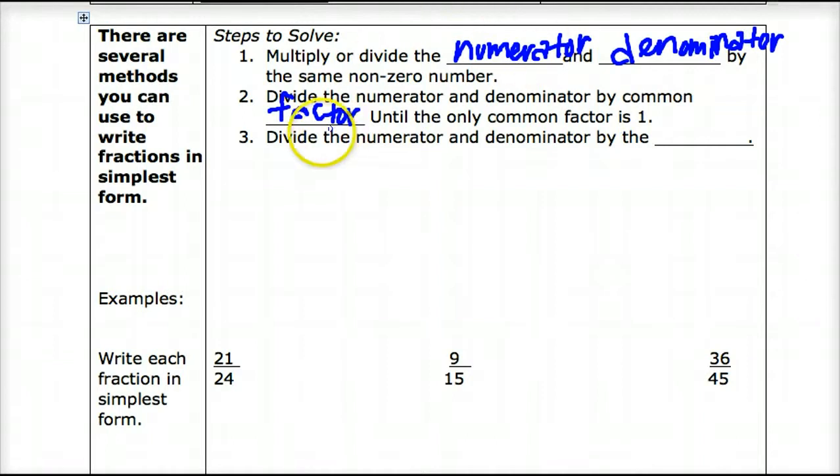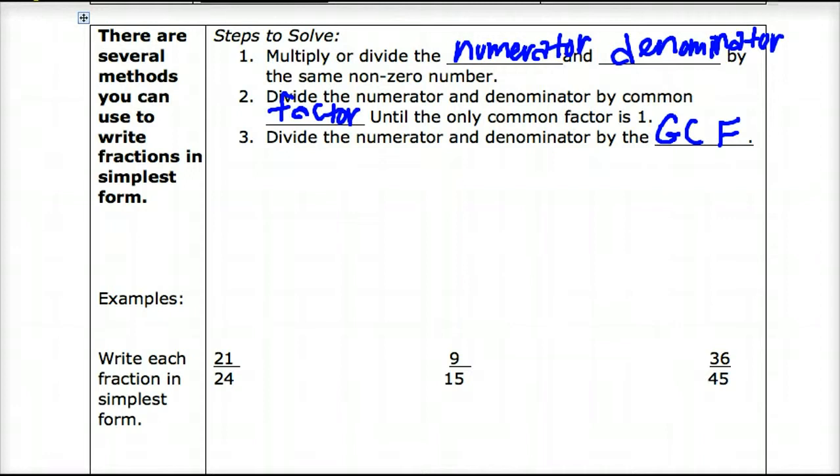And our third step is to divide the numerator and denominator by the GCF. So we've talked about the greatest common factor. That would be a strategy to shorten the process involved here. So let's try out some examples.